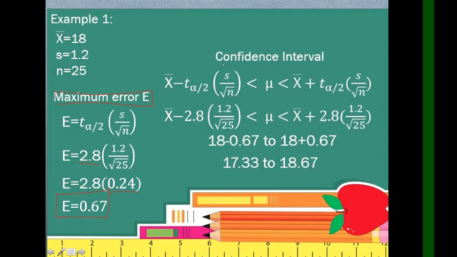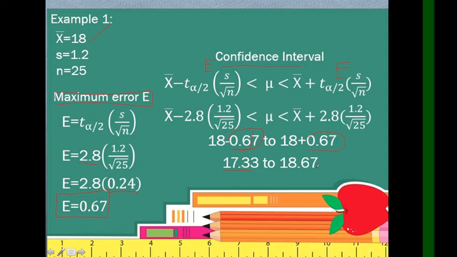Okay. Now, with a confidence interval, we have this mu. Just like what I've said, this is just like the margin of error. So even if we don't write this long formula, the same will come out because we have 0.67 as our answer. These are our answers. And then our mean is 18. So we will just put 18 minus 0.67 to 18 plus 0.67. So our answer is 17.33 to 18.67. That means it has a confidence interval.